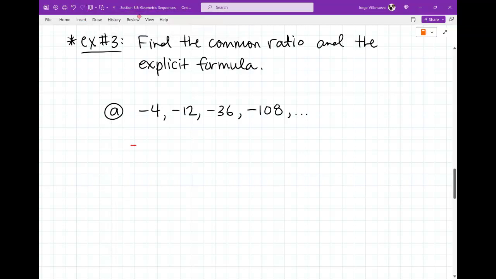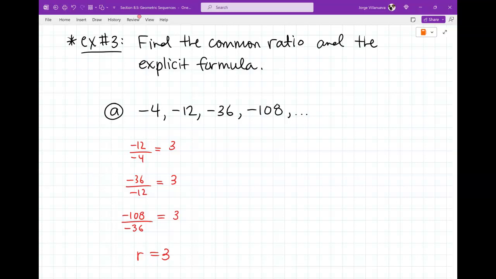So let's see, negative 12 divided by negative 4, that's 3. Negative 36 divided by negative 12, that's also 3. And negative 108 divided by negative 36 is also 3. So that means all those divisions matched up. That means that my r value is 3.